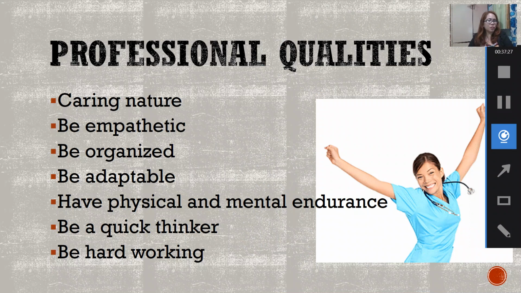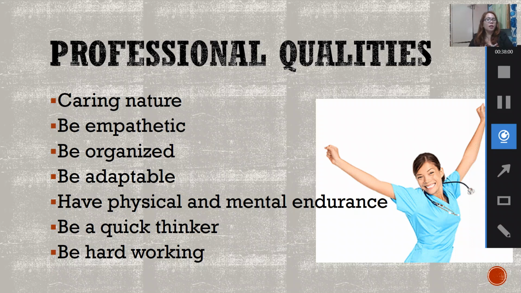So, professional qualities. Okay, professional qualities. We may not discuss this in detail, but you need to have a caring nature. So, you already know caring. Be empathetic. You need to understand your patient. Try to put yourself in the shoes of others. You have to be organized. Be adaptable to the situation. Have physical and mental endurance. So, you need physical and mental endurance.